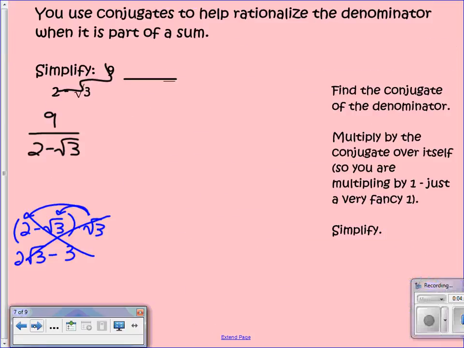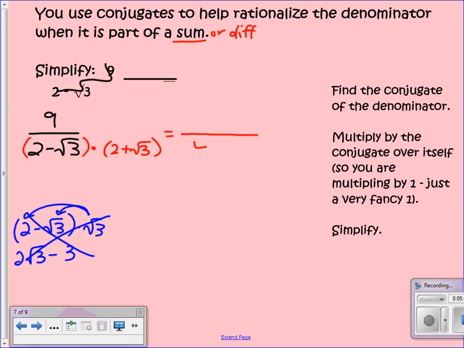So the only way to get rid of a radical in the bottom that's part of a sum or a difference, if it's adding or subtracting, the only way to get rid of it is to multiply by its conjugate, 2 plus the square root of 3. So I'm going to take this subtraction problem times the addition problem.